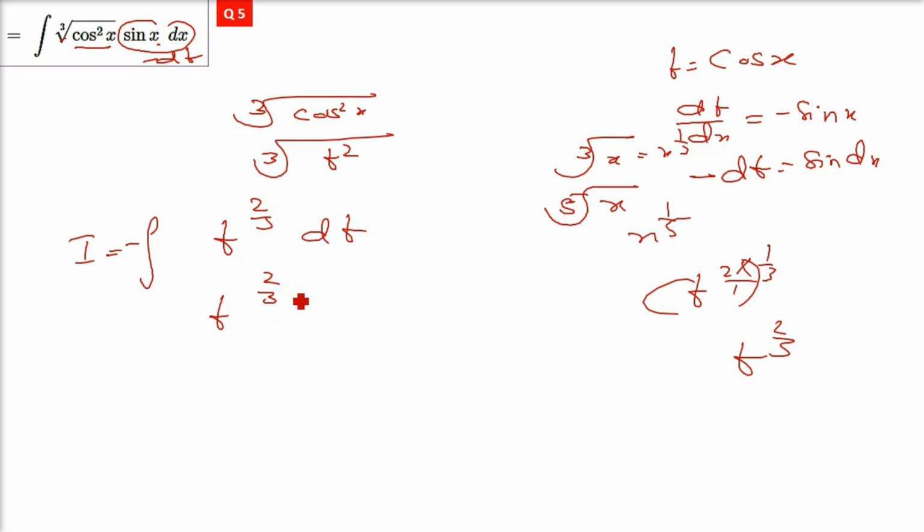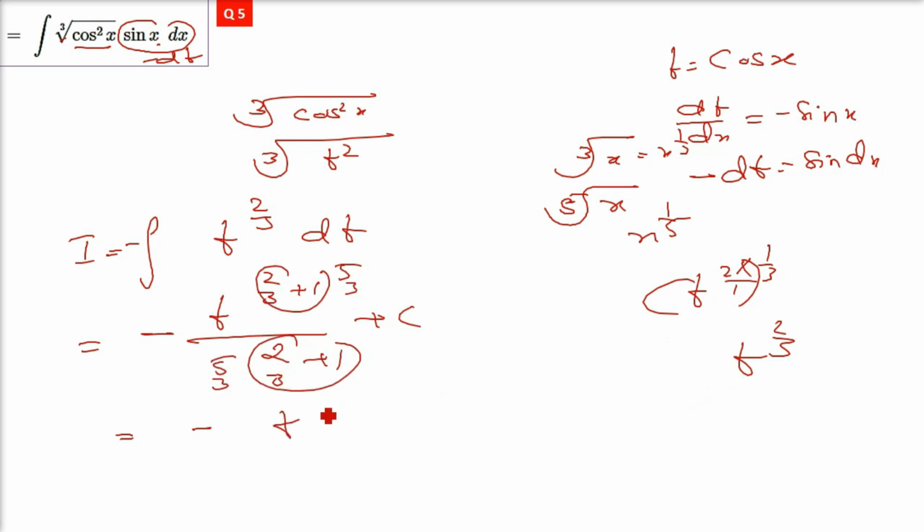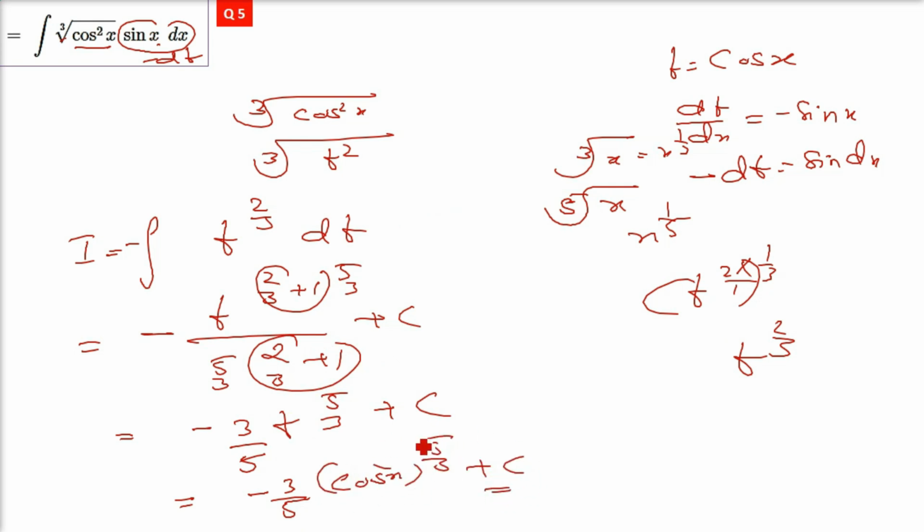The negative comes outside. It will be t raised 2 by 3 plus 1 divided by 2 by 3 plus 1. And this is negative. Now replace t by cos x. See, 2 by 3 plus 1 is simply 5 by 3. It goes up, it will become 3 by 5. So t to the power 5 by 3, and what was divided has now become 3 by 5, plus constant of integration. So minus 3 by 5. Now replace t by cos x. Cos x to the power 5 by 3 plus constant of integration. This is your result.